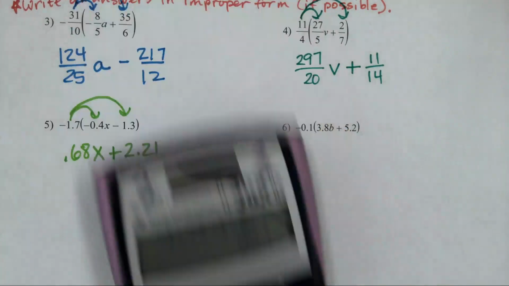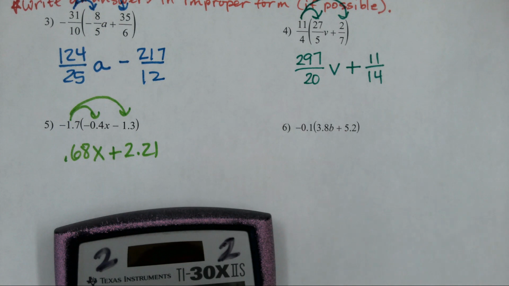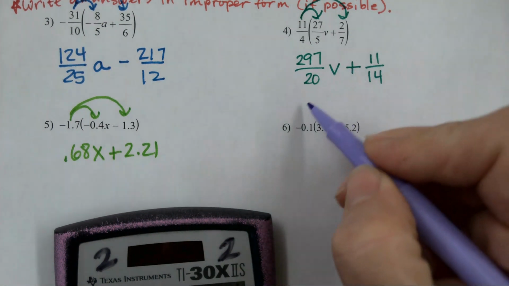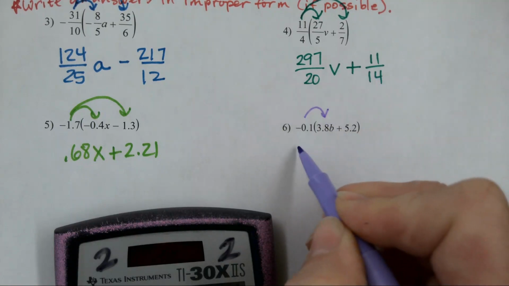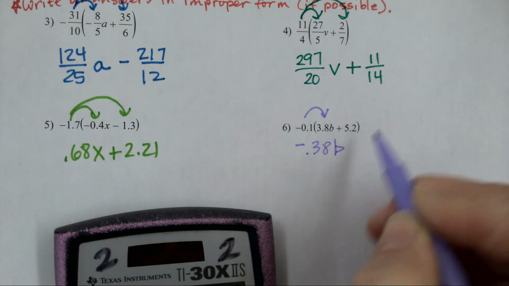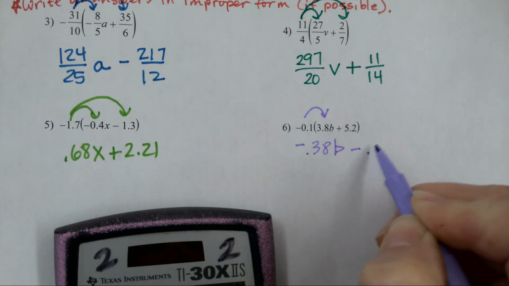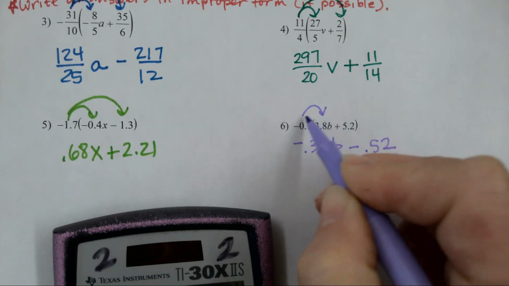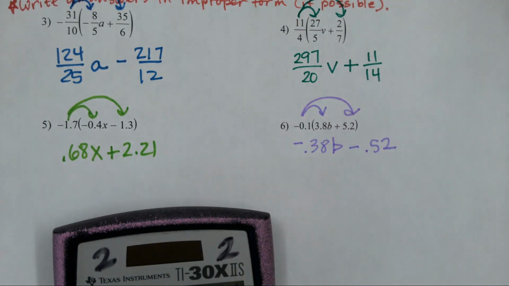I don't want to cover that answer. But let's see how we do. It looks like negative 0.38b minus 0.52, if done correctly. Good?